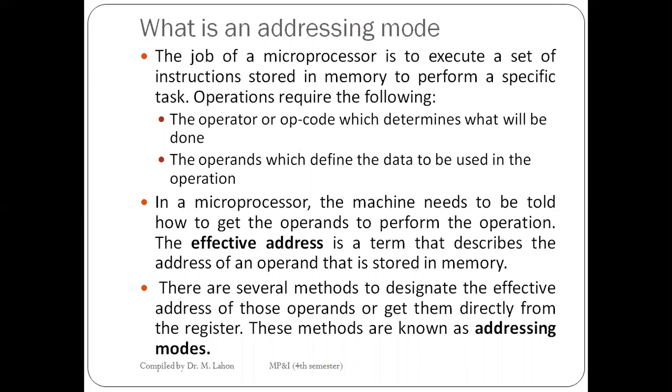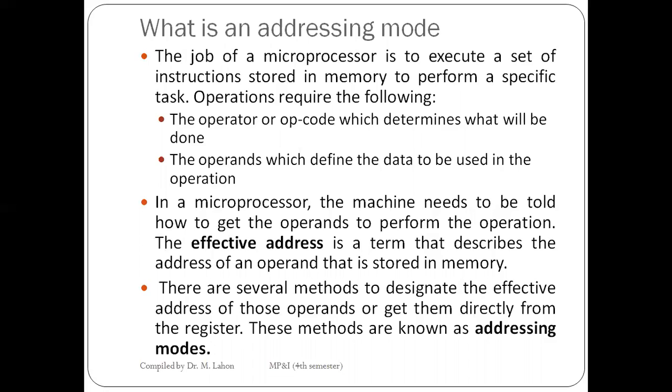By this time you know what a microprocessor is and what its job is. A microprocessor has to be given some instructions and it executes them. When you give an instruction to a microprocessor, it has a particular format. It has two parts: the opcode, meaning operation code, and the operand. There are different ways you can define this operand, and the different ways of defining the operand are termed the different addressing modes.